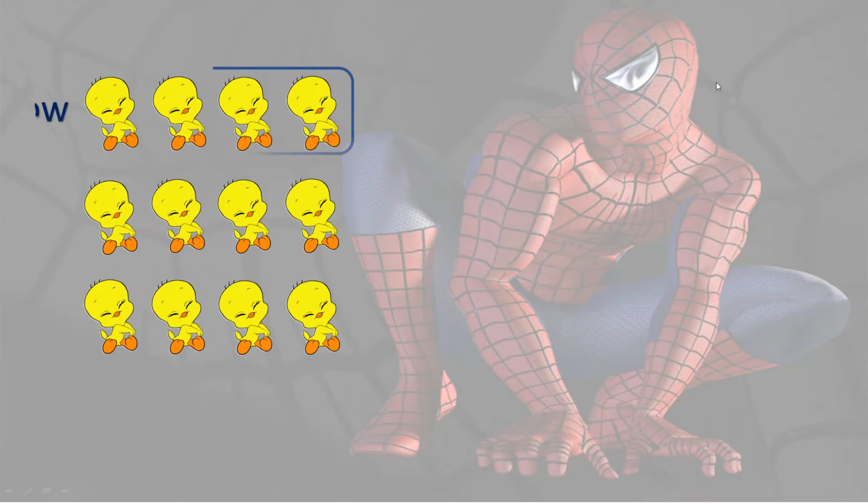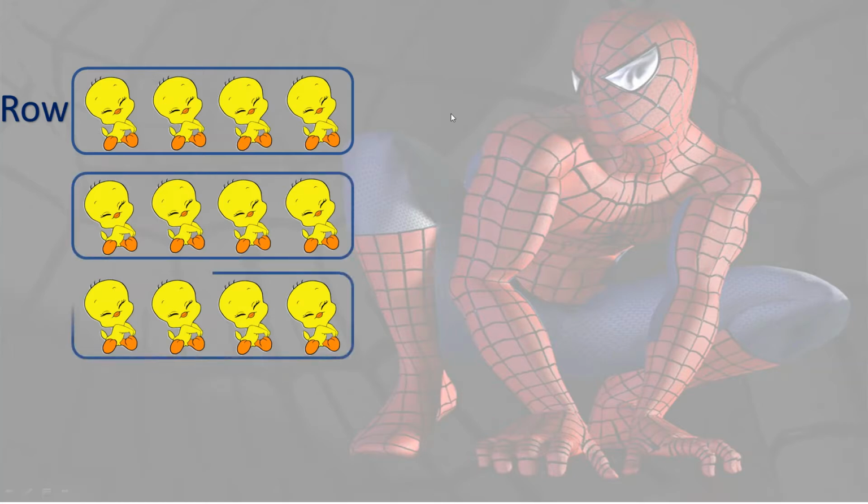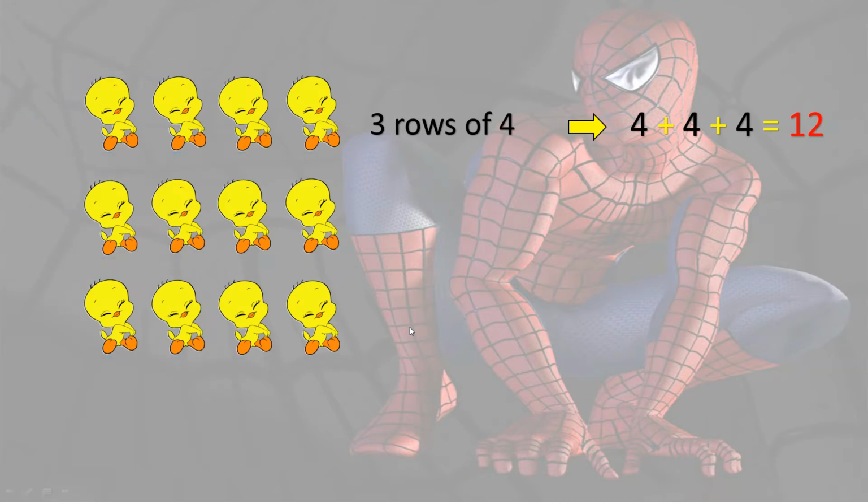Rows are arranged horizontally from left to right. Each row has the same number of ducklings. Each row has 4 ducklings. So I have 3 rows of 4 ducklings in each. So I have 4 plus 4 plus 4 equals 12. Super. So I have 12 ducklings in all.